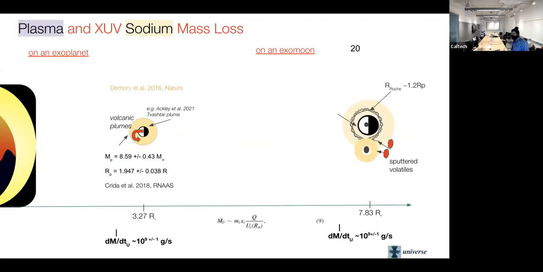So the actual upper atmospheric escape rates, or energy-limited escape rates, are on the order of 1 billion grams a second. So this is quite considerable and approaches losing half a lunar mass per gigayear.